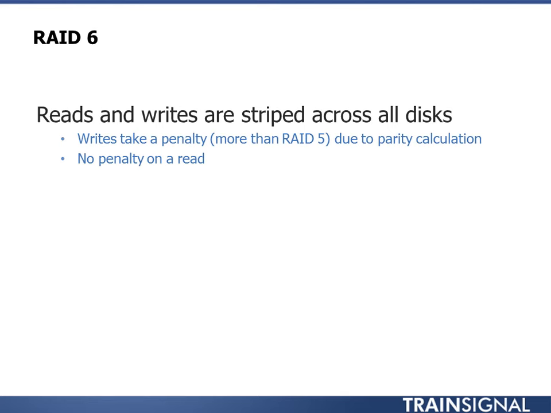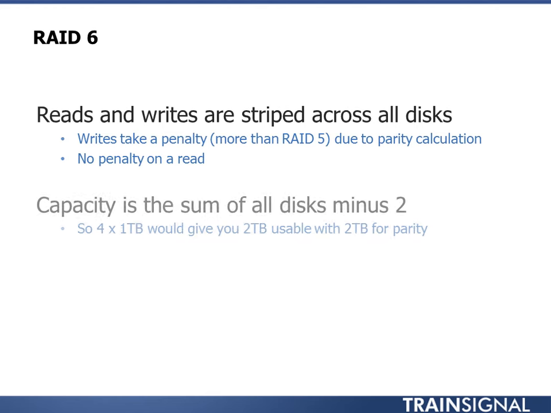Reads and writes are striped across all disks. Writes take a penalty more than RAID 5 due to parity calculation. Again, there's no penalty on read. Capacity is the sum minus 2. So if I have 4 by 1 terabyte, it gives me 2 usable with 2 for parity.